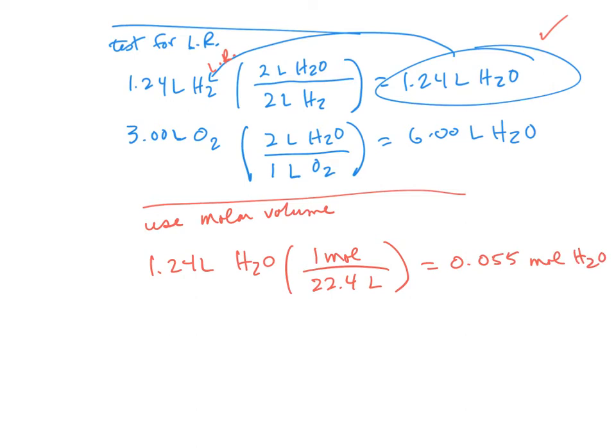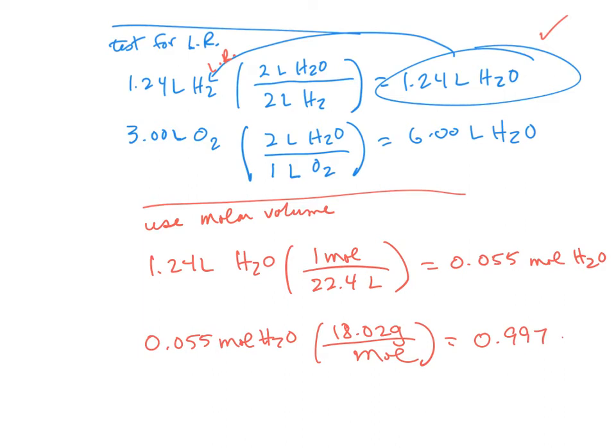So we didn't use PV equals nRT, we used a molar volume ratio instead. All right, so the last step is to take the 0.055 moles of water and multiply times molar mass, 18.02 grams per mole. And then you get 0.997 grams of water. So that is a very different kind of problem and a little bit easier to work with, right, than the last one.